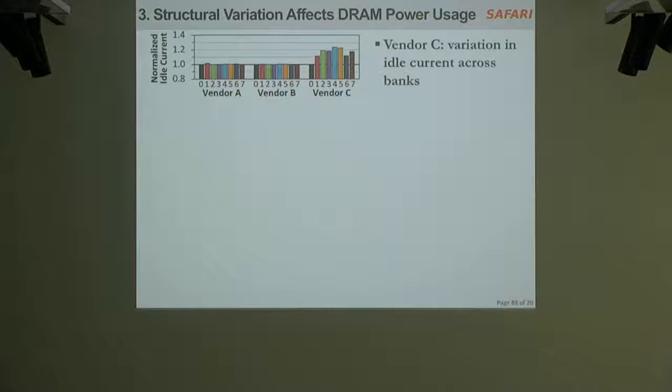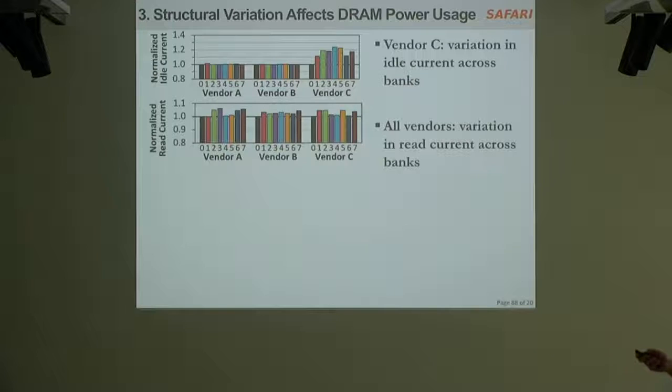Again, this may not be that surprising, because we already saw that there's structural variation in terms of voltage, and that's true for power also. Structural variation leads to power variation, and you see this variation across different banks of different vendors. You have significant variation in read current, for example, and idle current across different banks. So DRAM has these different currents. If the DRAM bank is idle, you need to supply a different amount of current to keep it ready for access. If the DRAM bank is being read, you need to supply a different amount of current so that you can read it. If you're writing, you need to supply a different amount of current.